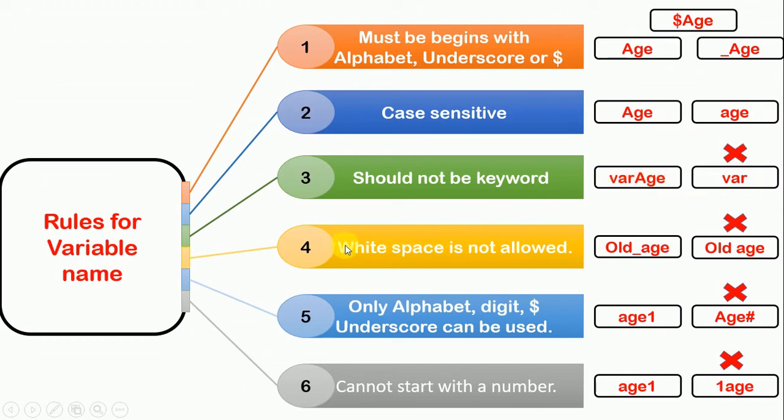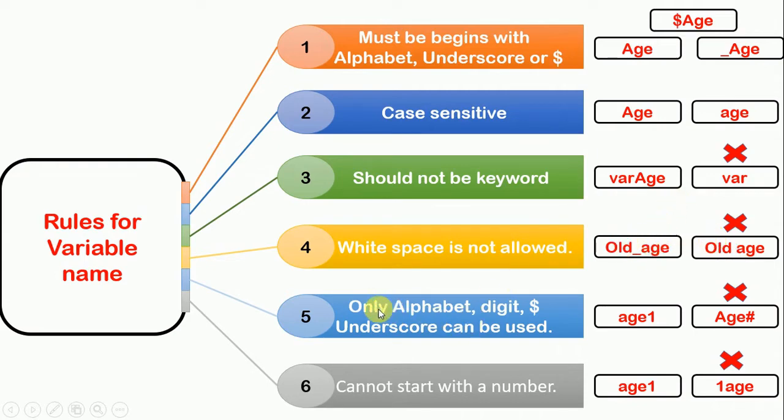Next is white space is not allowed in variable name. So "old age" with a space is not a valid variable name because white space is not allowed in variable name. But old_age is a valid variable name.